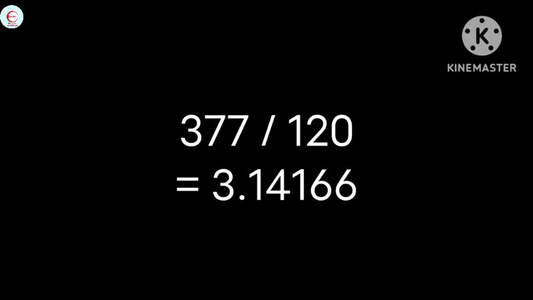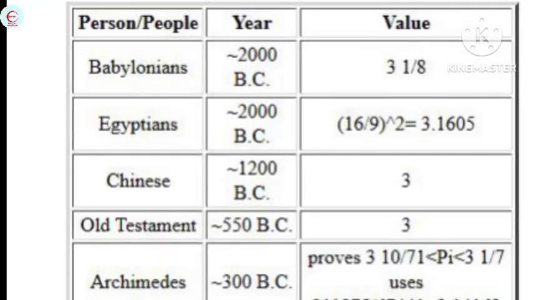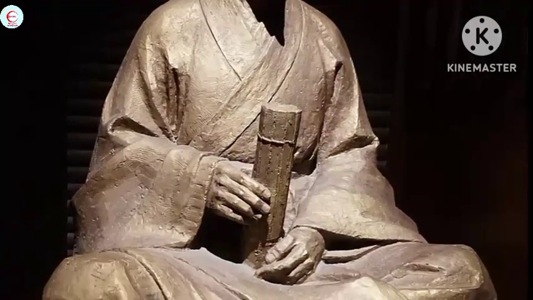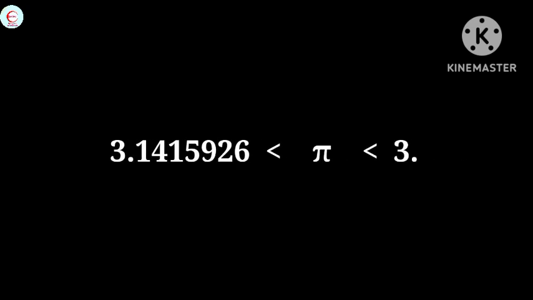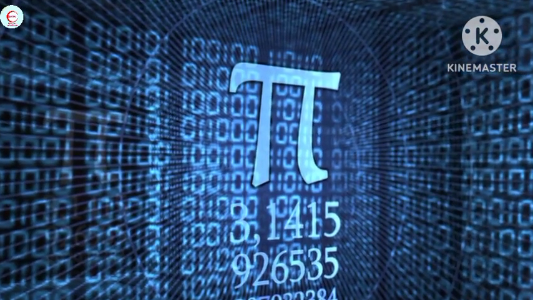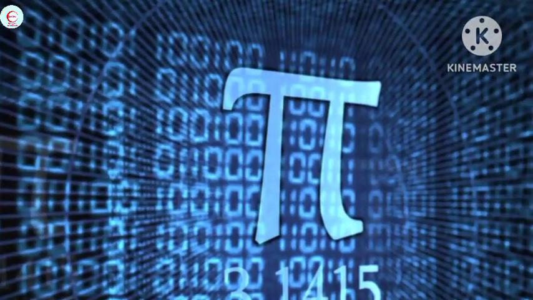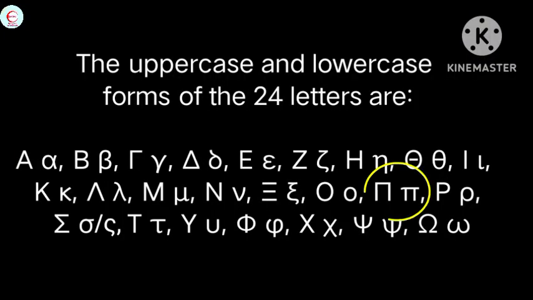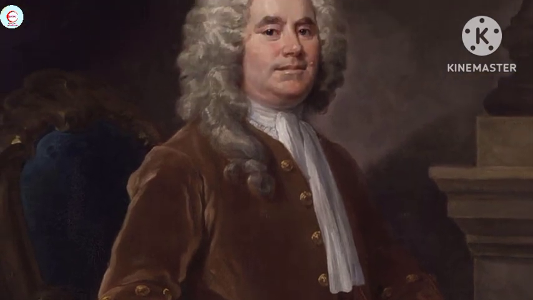3.14166. The Chinese mathematician Zu Chongzhi calculated the value of pi to 6 decimal places, which was greater than 3.1415926 and less than 3.1415927. The symbol pi, which we use today, was taken from the Greek alphabet and introduced in 1706 by William Jones, which was finally adopted and popularized by Leonhard Euler in 1737.